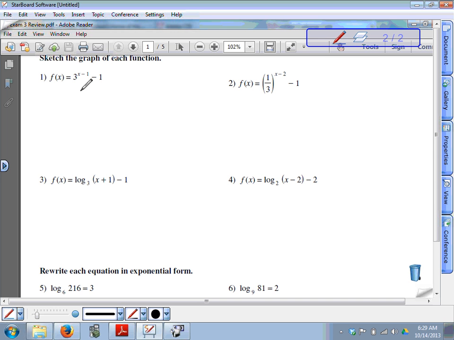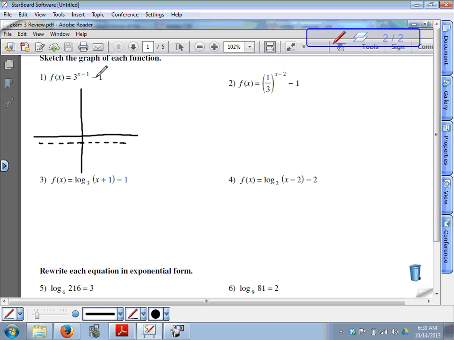On questions 1 and 2, exponential graphs really have 2 characteristics that you need to find in order to graph. First is the horizontal asymptote, and that's located by using this number here. This represents a vertical transformation down 1 unit. So the horizontal asymptote is located at -1 on the y-axis.